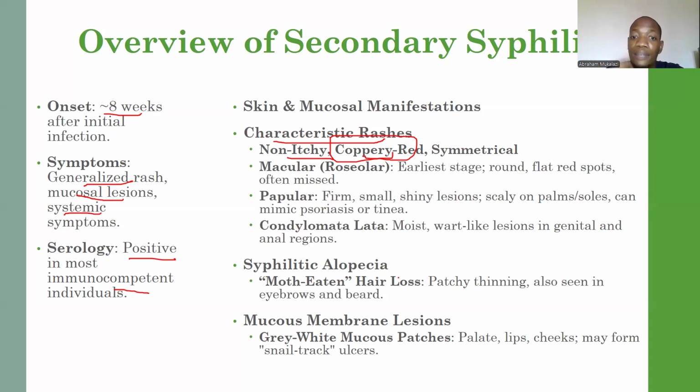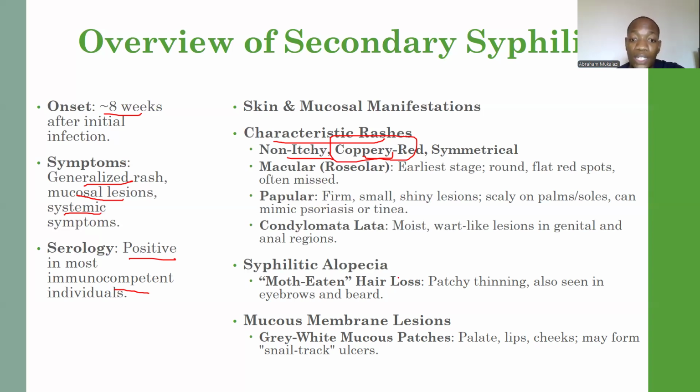That can also affect the beard area, the eyebrows, all the hairy parts of the body can be affected. So this makes it very key because you have to distinguish it from other causes of alopecia, including alopecia areata, including the drug-induced alopecia and the rest. And then mucous membranes can also be involved.